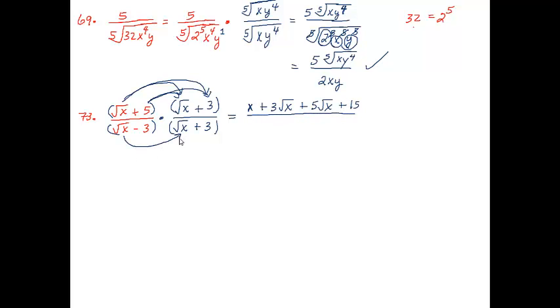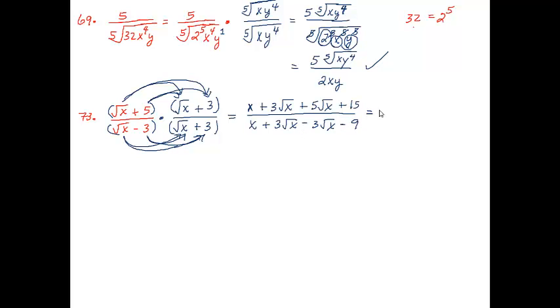And then we're going to do the same thing in the denominator. The square root of x times the square root of x, again, is x. I'll let you verify that. The square root of x times 3 is positive 3 square roots of x. Negative 3 times the square root of x is minus 3 square roots of x. And negative 3 times positive 3 is minus 9.